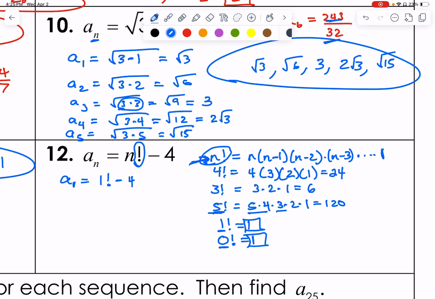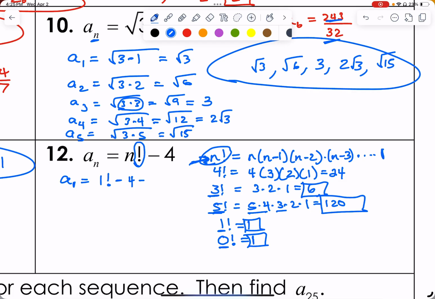How many ways can you arrange 5 items? 120 different ways. So if you had 5 things, how many different orders could you put it in? 120 different orders. If you had 3 things, you could put it in 6 different orders. So a factorial is just to figure out how many ways something can happen. Okay, how many different arrangements is what it's called.